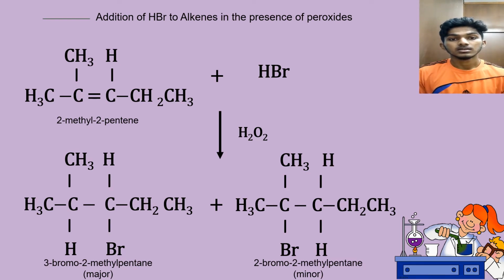If we take a look at the alkene 2-methyl-2-pentene, we can see that the second carbon has a lesser number of hydrogens compared to the third carbon. So, when 2-methyl-2-pentene is reacted with hydrogen bromide in the presence of hydrogen peroxide, which is the catalyst, the hydrogen from the hydrogen bromide will be attached to the second carbon, which yields a major product of 3-bromo-2-methylpentane. This reaction also gives a minor product of 2-bromo-2-methylpentane, which doesn't obey the anti-Markovnikov rule, as the hydrogen from the hydrogen bromide is not attached to the second carbon, which has the lesser number of hydrogens.